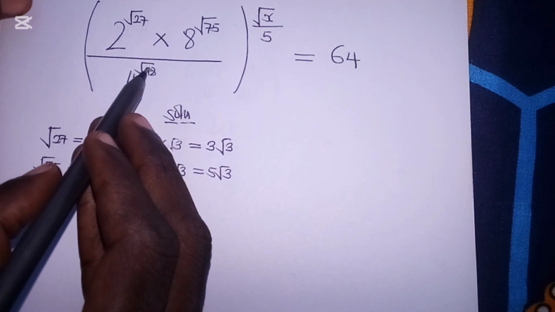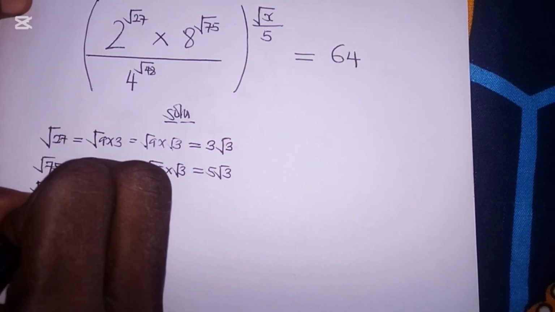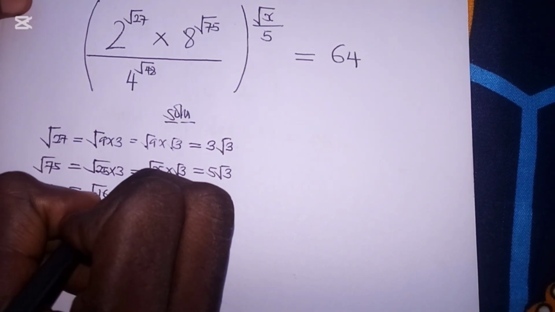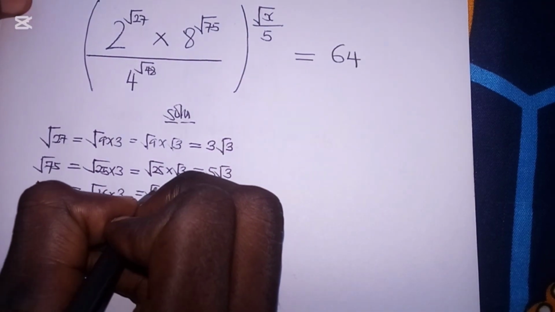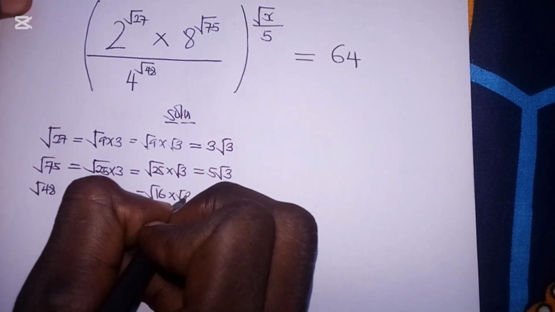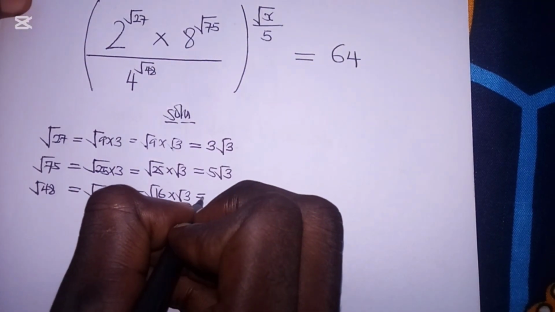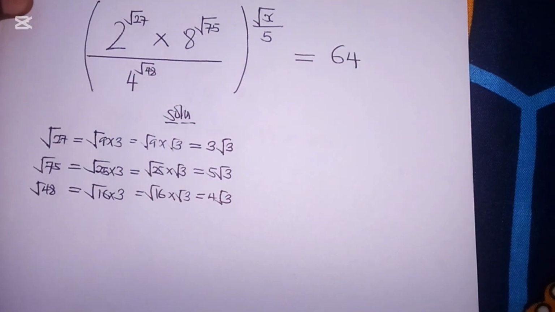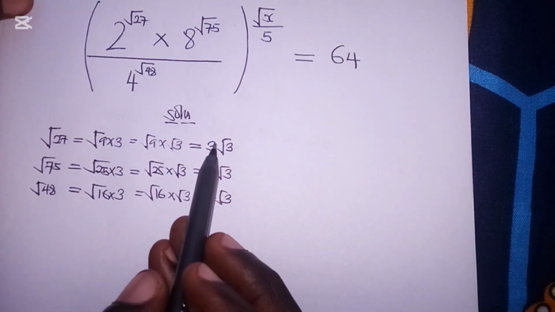Similarly, let's express root 48. Root 48 becomes root of two numbers again, that is 16 times 3, giving us 48. Then we have root 16 times root 3. The square root of 16 is a perfect square, giving us 4 root 3. So this is the first step that I have to do: expressing all these surds that we are given into this form.